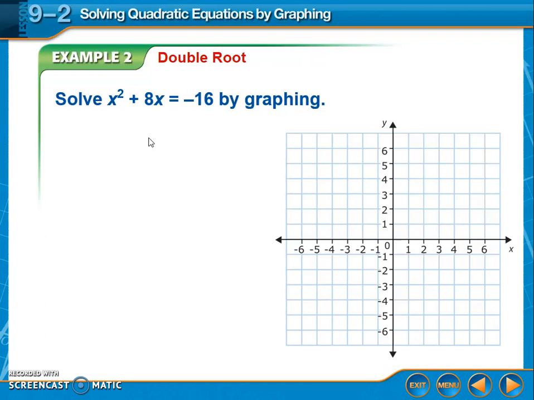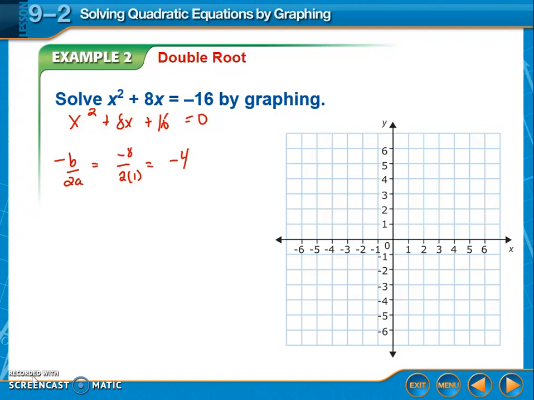Okay, so we want to do this one too. I'm going to start by moving that 16 over. So x squared plus 18x plus 16 equals 0. And this is what I want to graph. Again, I'm going to do negative b over 2a to find the vertex, and I'm going to plug that in. So I'm going to do that right now.